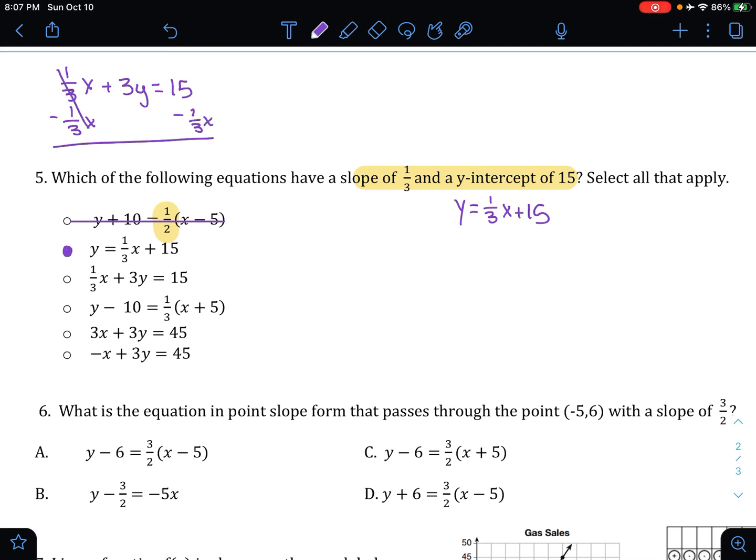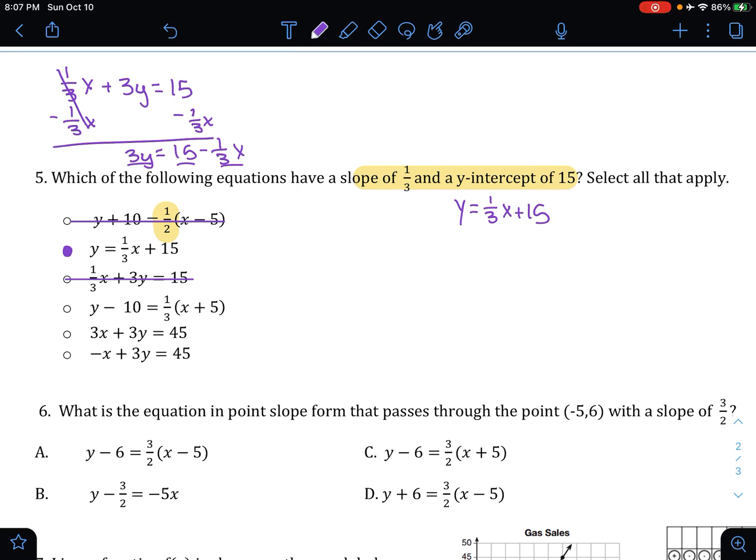When I do that, I get 3y equals 15 minus 1/3 x. And a lot of us would stop there, but we can't stop there. You would have to divide by 3, which means we're not going to end with 15. So that eliminates that answer choice. Okay, next.